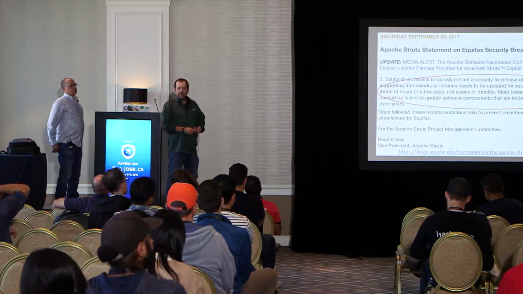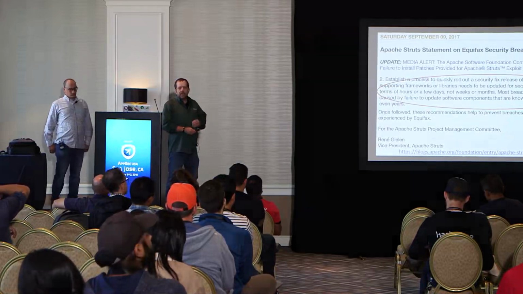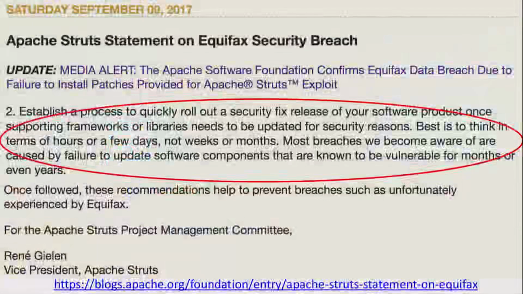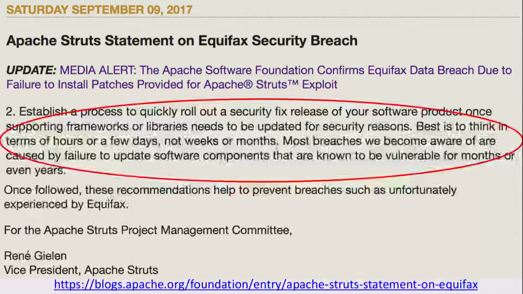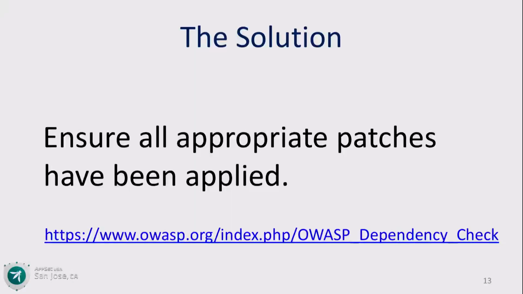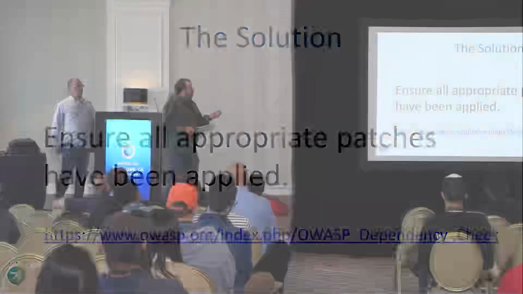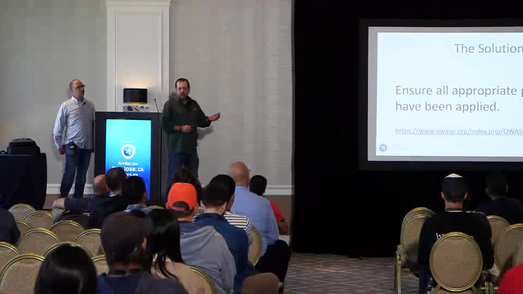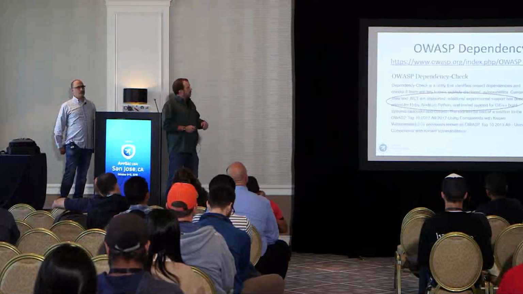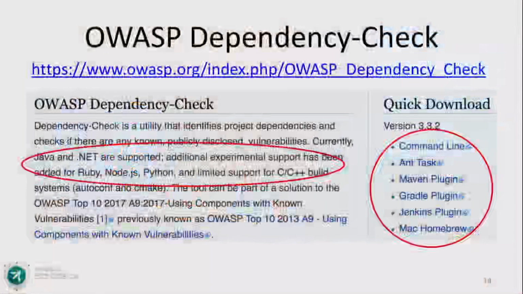So CVE 5638 was detected out in the wild in March of 2017 and was promptly patched by the Struts team. However, Equifax chose not to apply that patch. Had they applied that patch, that breach would not have occurred. So that we know. So what Renee's saying there is very true. It's just apply patches. So the solution then is we should just ensure all appropriate patches have been applied and then we're okay, right?